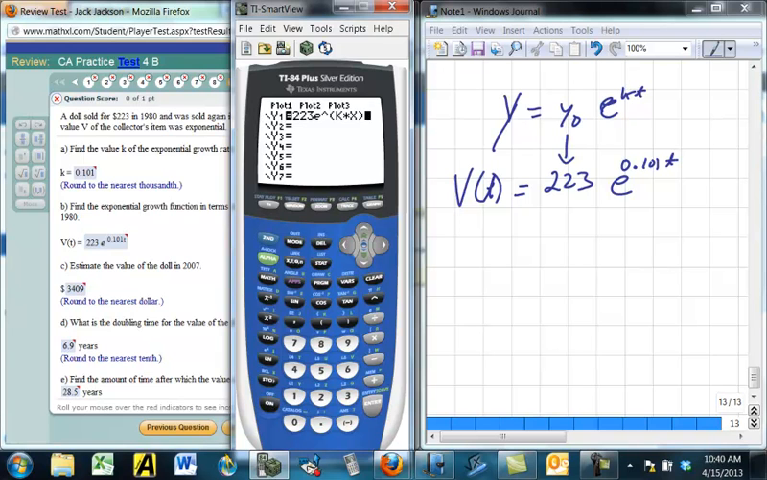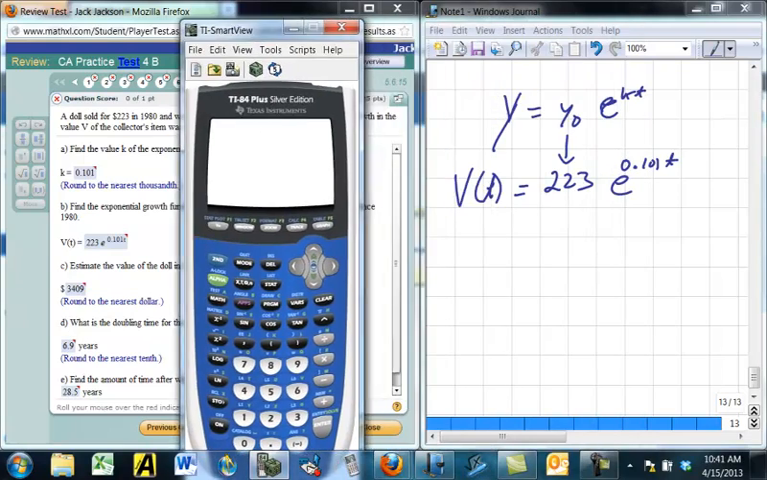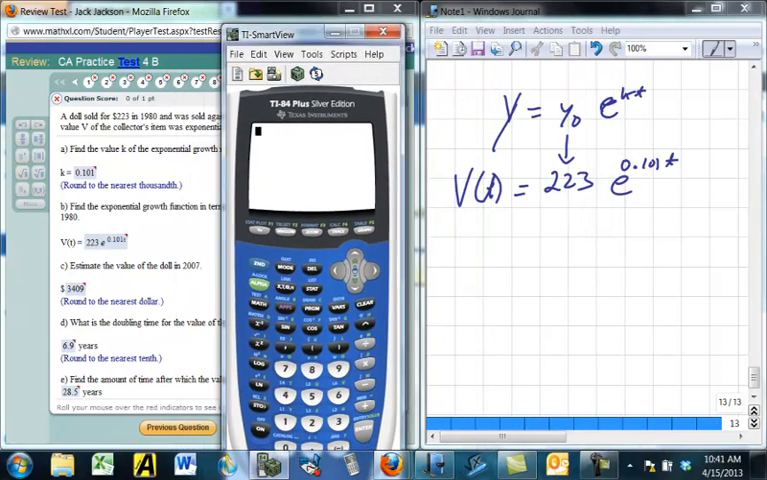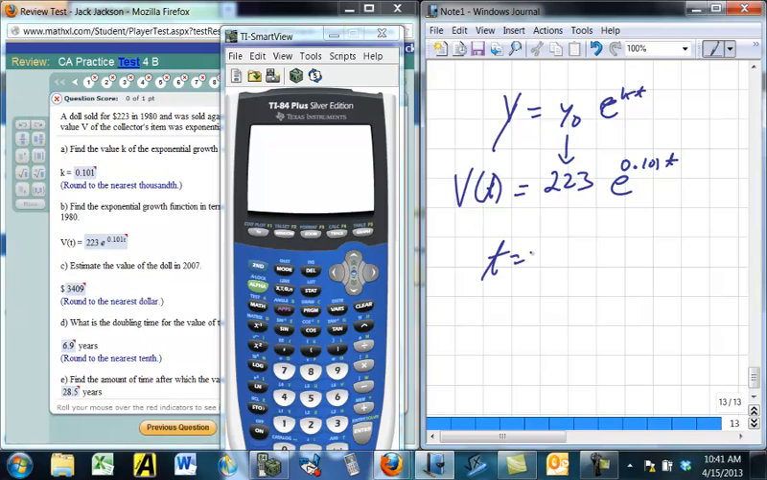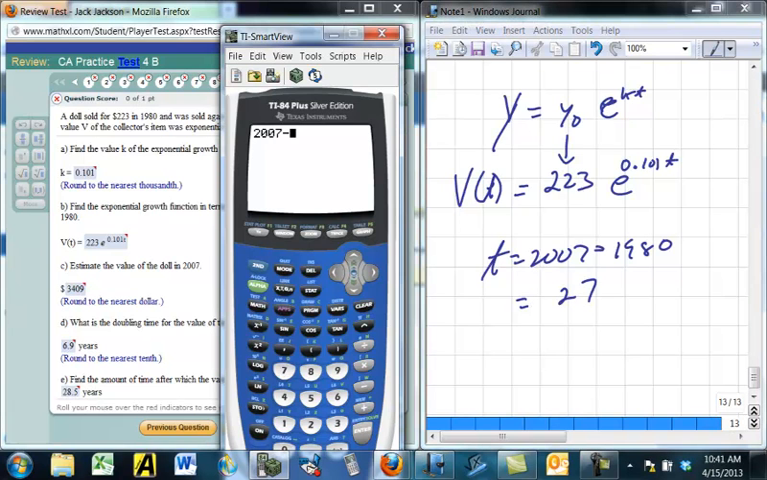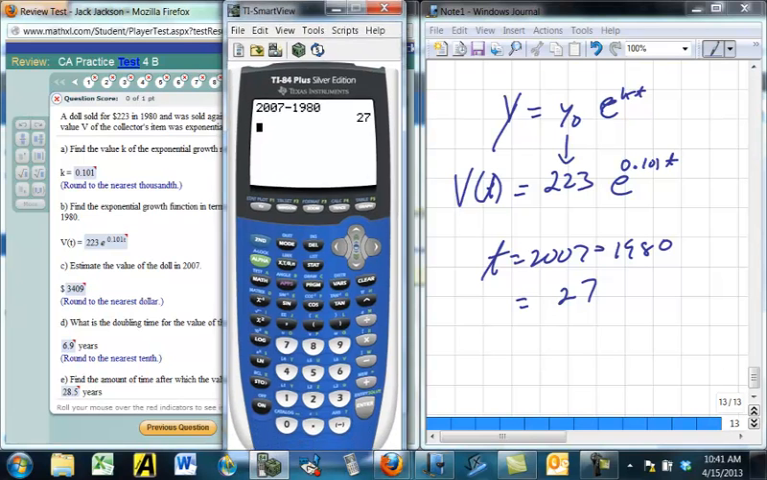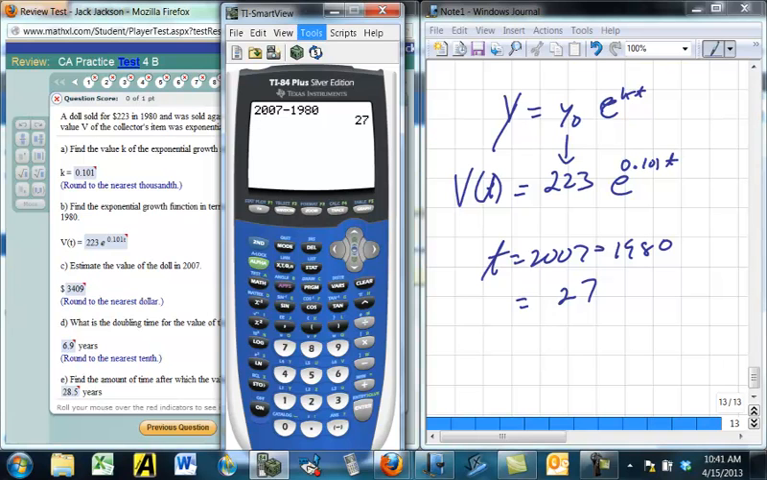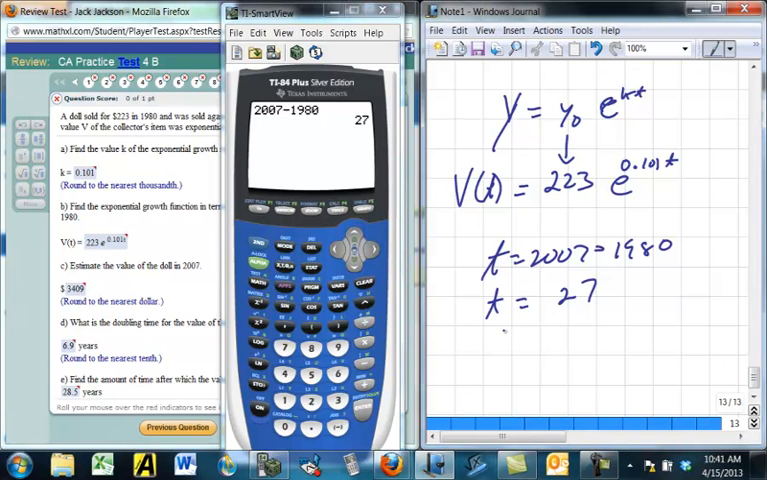Estimate the value of the doll in 2007. So I can graph it and plug in 2007. Well, not 2007. I need to plug in the t value. First of all, let's figure out the t: it's 2007 minus 1980. That's 27. So that's 27 years from the beginning of this. So t is 27 in this example.